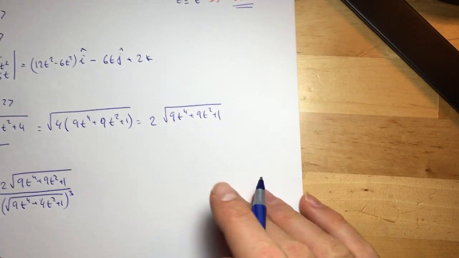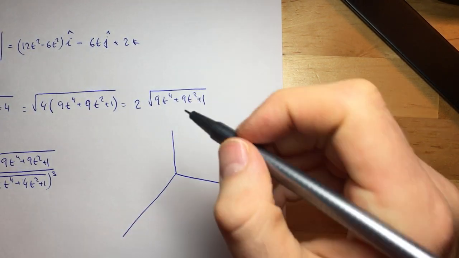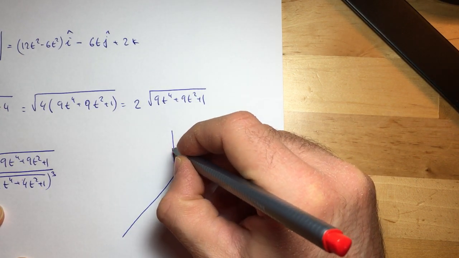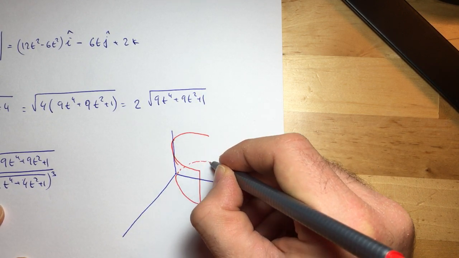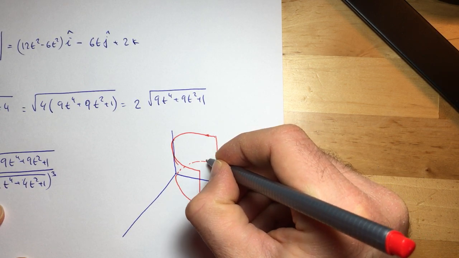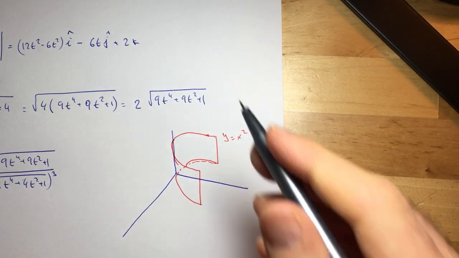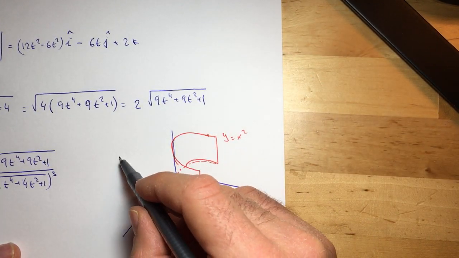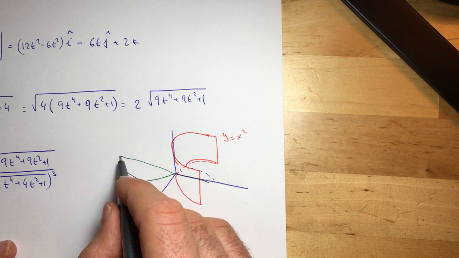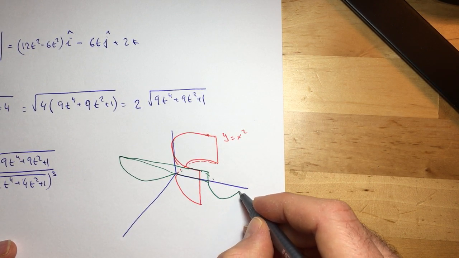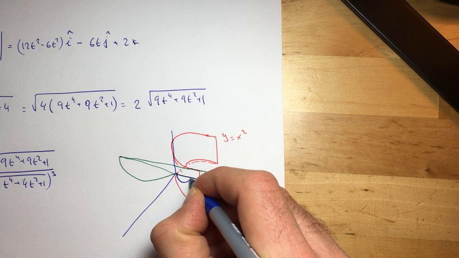So I don't know if I should even get into this. Okay, so this is the cylinder, y is equal to x squared, and then z is equal to x cubed. The curve of intersection is going to look something like this.